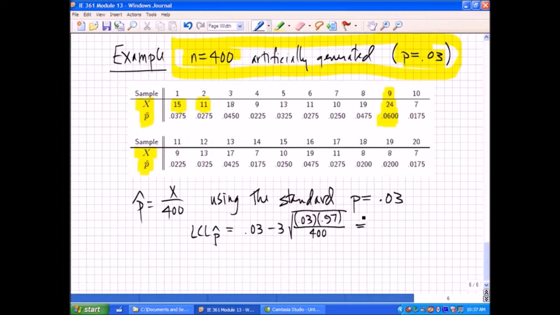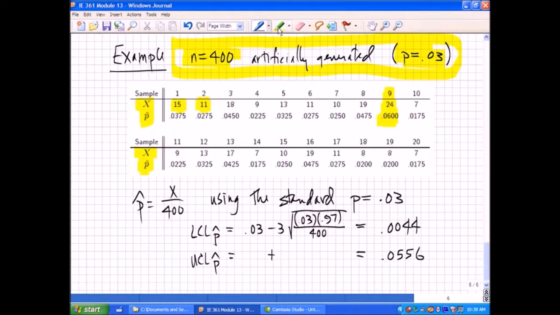That lower control limit, I believe, turns out to be 0.0044. The units there are non-conforming items, or items non-conforming per inspection. So it's a fraction non-conforming. The upper control limit for p hat is that same thing with a plus sign in there, and that turns out to be 0.0556.